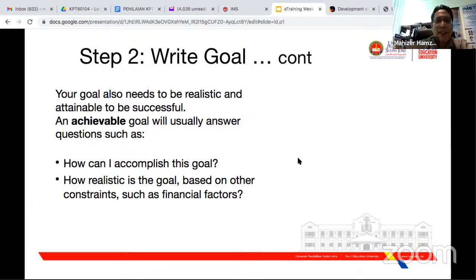How realistic is the goal based on other constraints such as financial factors? Maybe it involves ROI. We discussed ROI in the last meeting. Usually the industry will calculate the ROI, so at the end they are thinking about financial return: how much money they invest and what they get from it. They prefer to calculate in terms of money.